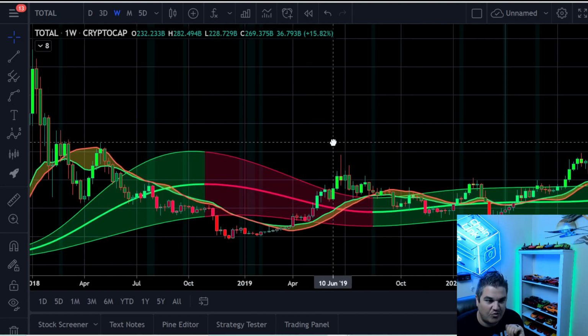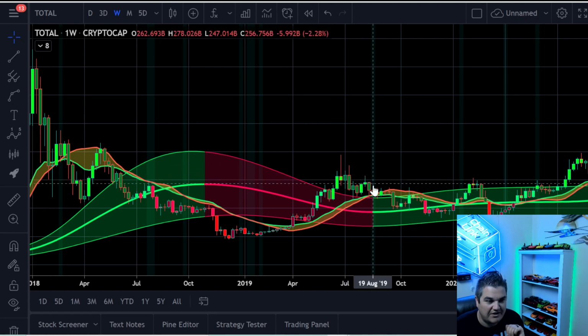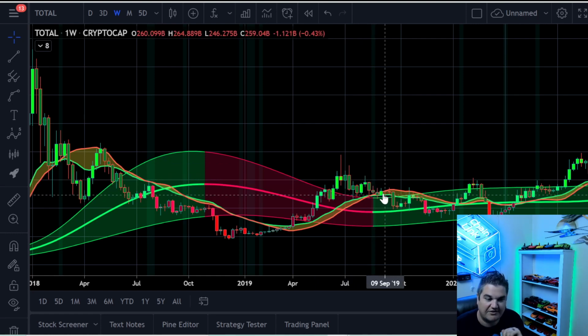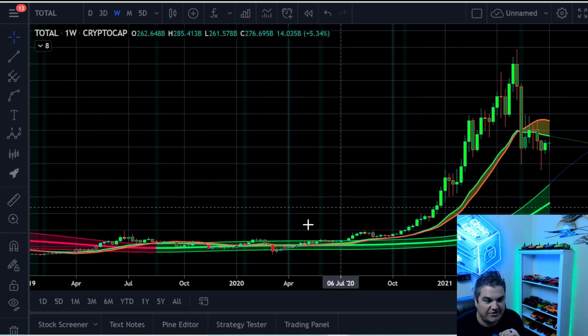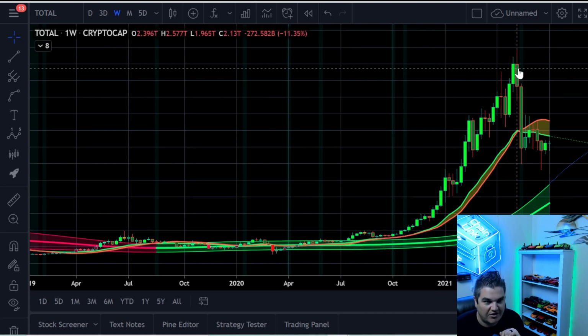And that's what it does. Then once your price action gets back on top, you turn back green, you know the end is near. And then proceed to our current bull run and look at our move up.